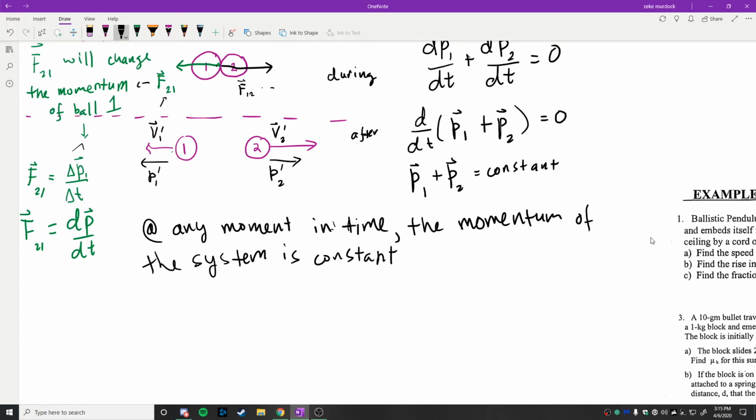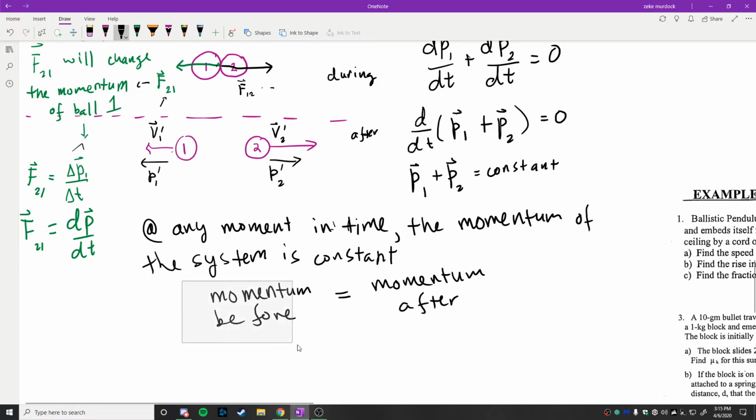Another way to say that is that if we look at the momentum before the collision, this should be equal to the momentum after the collision. And that's basically what conservation of momentum is. You start off with some momentum, and whatever you start with, you have the same amount left over at the end, okay?